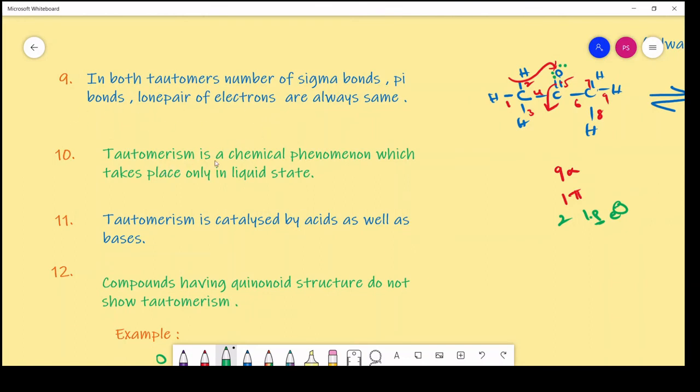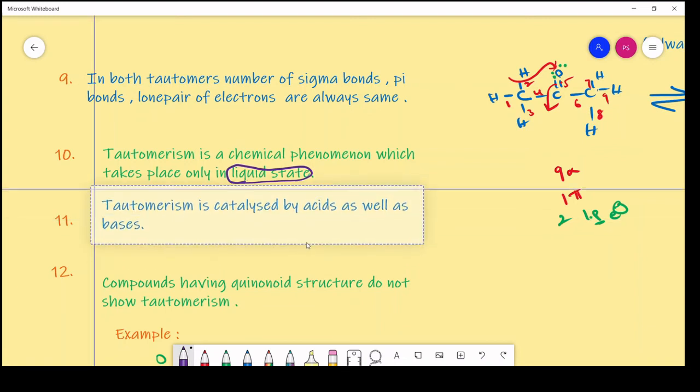Next one, tautomerism is a chemical phenomenon which takes place only in liquid state. So always takes place in liquid state only. Okay. Tautomerism always takes place in liquid state. Tautomerism is catalyzed by acids as well as bases. So tautomerism is catalyzed by acids as well as bases.